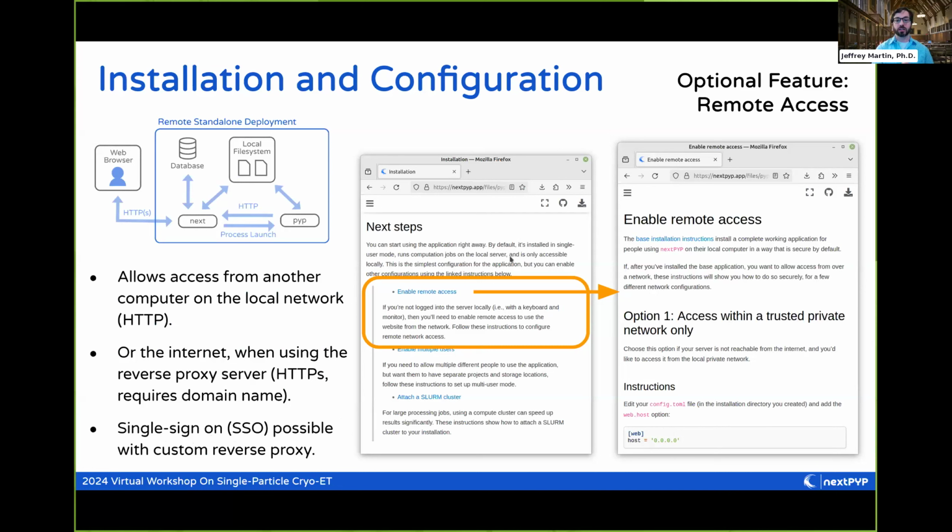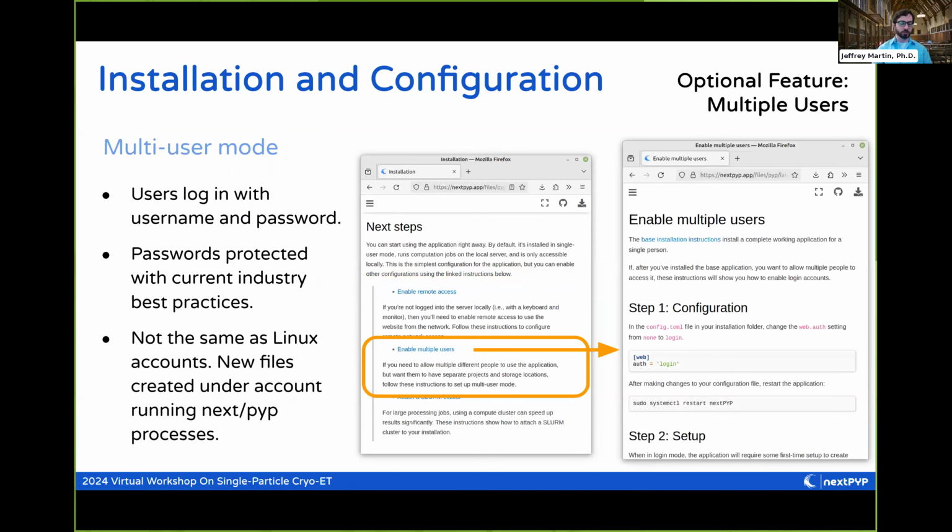Okay, so the way you find this in the documentation is that first installation document that I showed you. If you scroll down a little bit, there's a section called Next Steps. And here are the three options that we're going over. The first one is Enable Remote Access. If you click on that link, it'll take you to a whole other document which explains how to enable the remote access options.